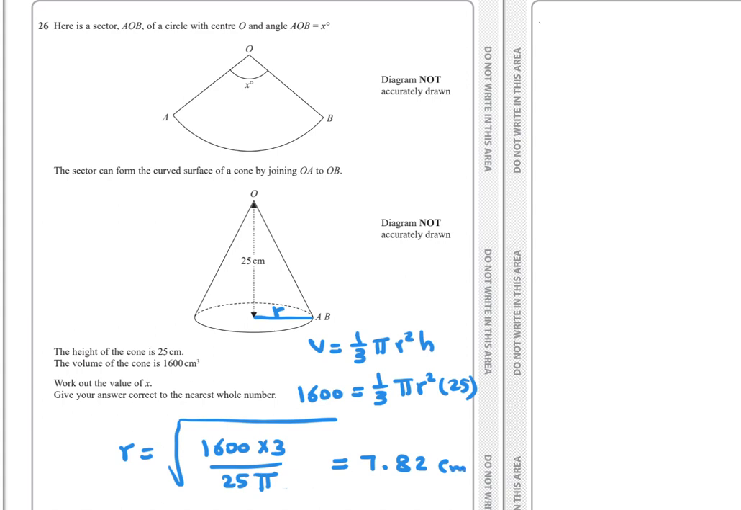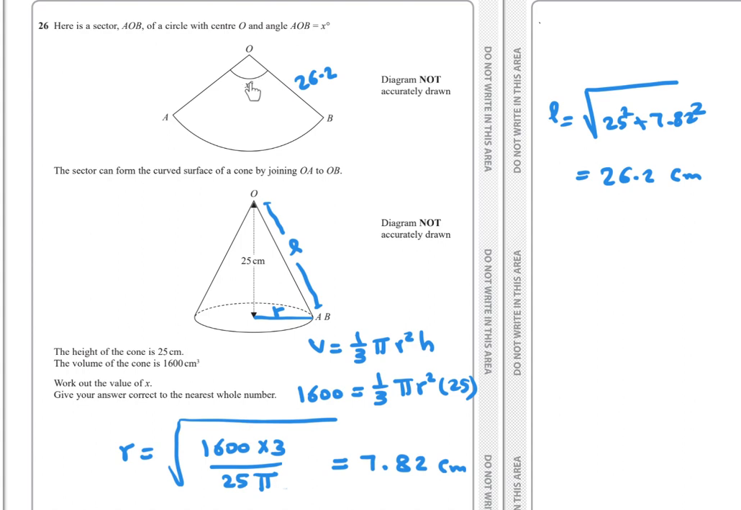centimeters. Now from the radius and the height we can find the slant height using Pythagoras' theorem. So the slant height L equals square root of 25 squared plus 7.82 squared, which equals 26.2 centimeters to 3 significant figures. Now the slant height equals the radius of the sector, so the radius of the sector is 26.2.